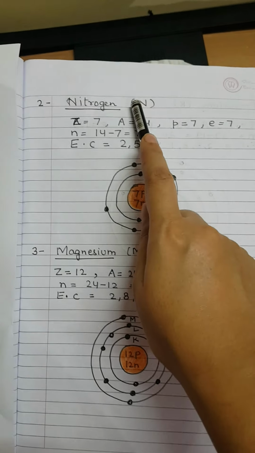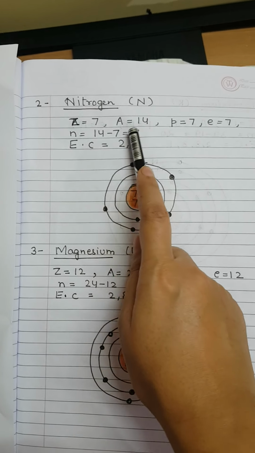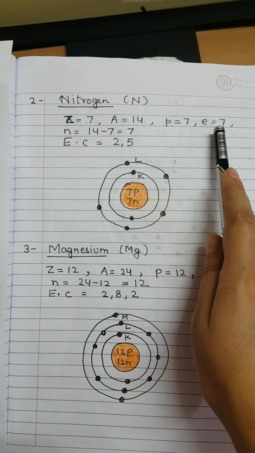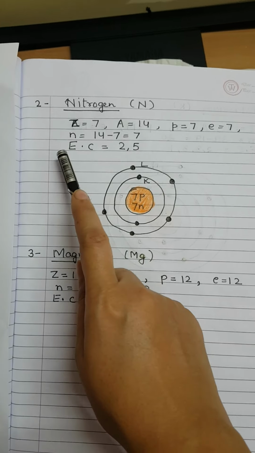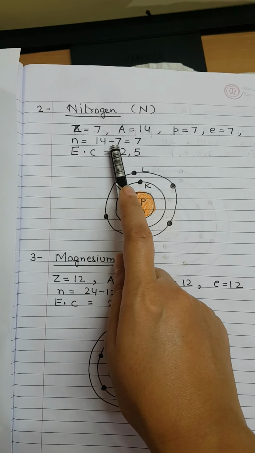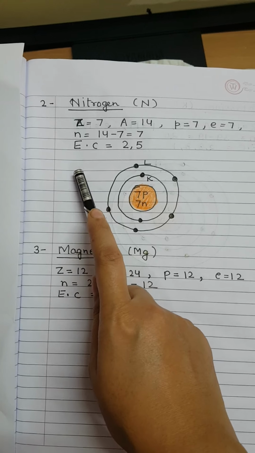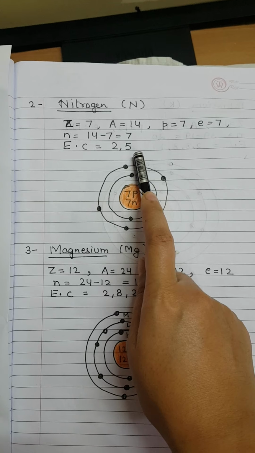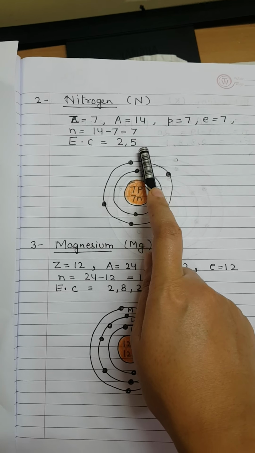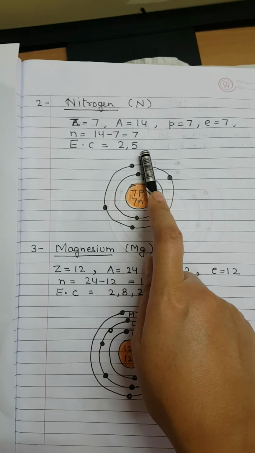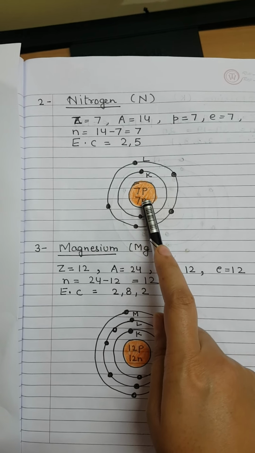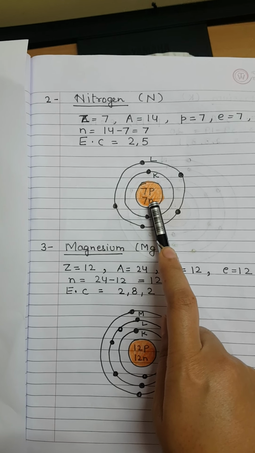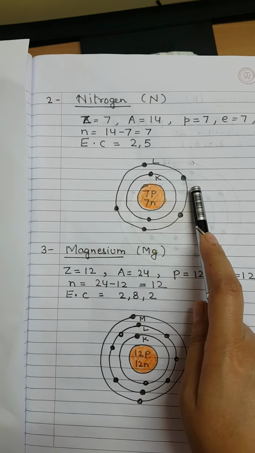One more example, nitrogen, Z is 7, A is 14. Now if you know the value of Z and A, you can easily find out the protons and electrons, 7 and 7, and neutrons is equal to 14 minus 7, that is 7. Electronic configuration, 7 electrons, 2 in the K shell and 5 electrons in the L shell. That means how many total orbits are present? 2, K and L.